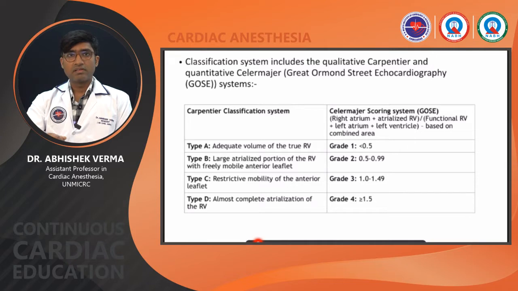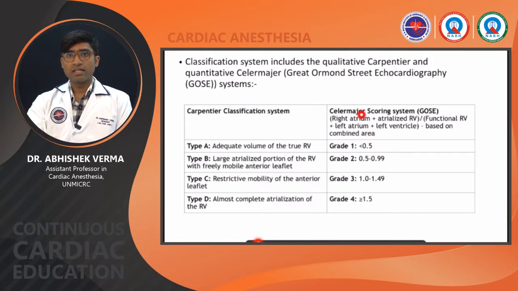Carpentier classifies in 4 types, type A, B, C, and D, depending upon the true RV volume. Similarly, in the Celermajer scoring system, the GOSE system, they take the area of the right atrium and the atrialized right ventricle, divided by the functional right ventricle and the left ventricle and the left atrium. On the basis of this, they graded it into 4 parts.